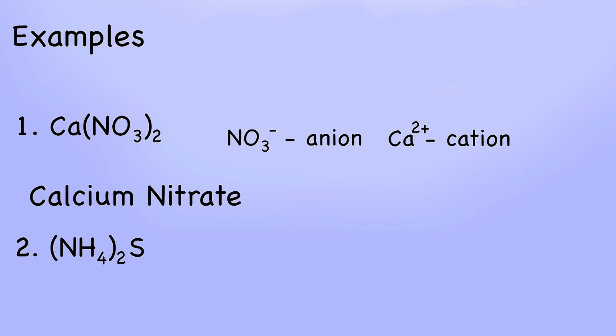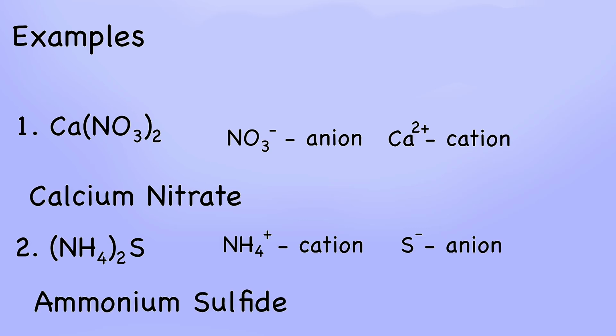For the second question, the polyatomic ion is the cation because ammonium has a positive charge of 1, and it pairs up with a sulfur anion. The anion isn't a polyatomic ion, so we use the "ide" ending. The answer would be ammonium sulfide.